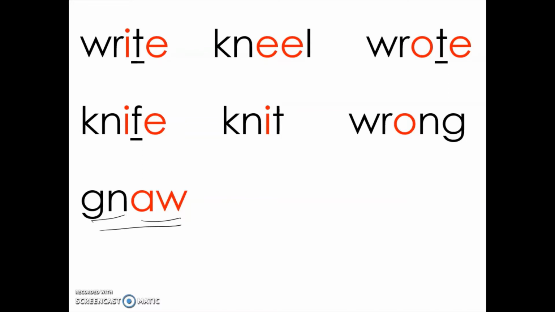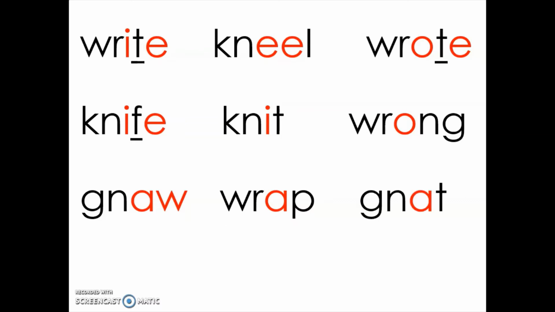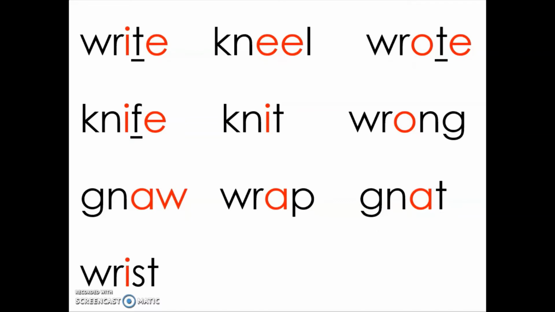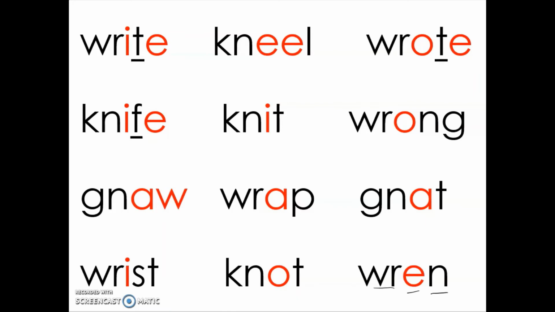Like when a dog is chewing on a bone, sometimes we use the word gnaw to describe how he's doing that. W, R, A, P, the word is wrap. G, N, A, T, the word is gnat. W, R, I, S, T, the word is wrist. K, N, O, T, the word is knot, like getting a knot in your shoelace. W, R, E, N, the word is wren. That is a type of bird.